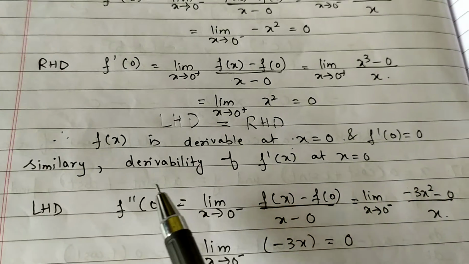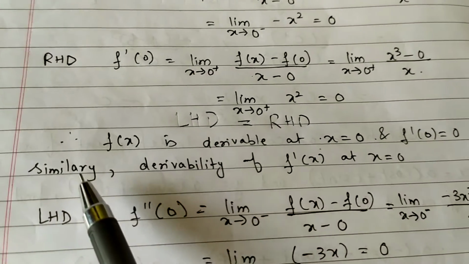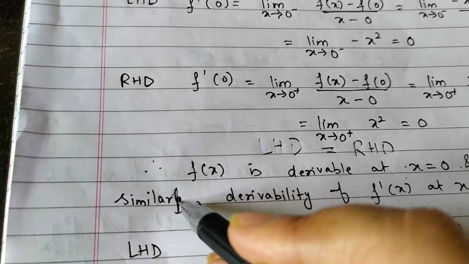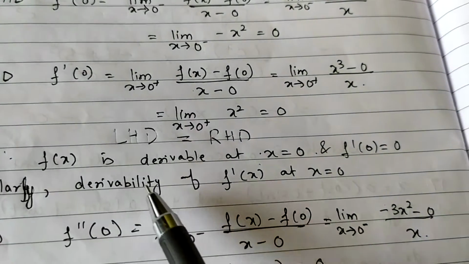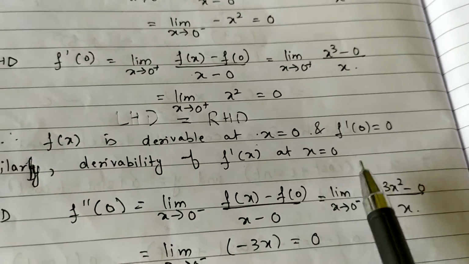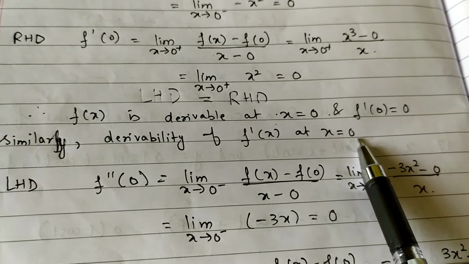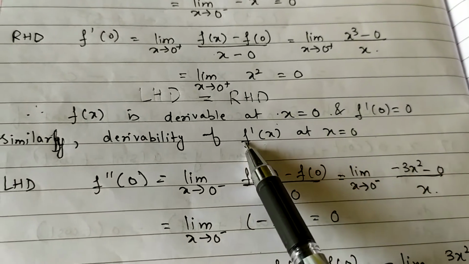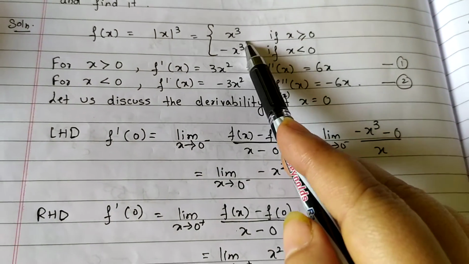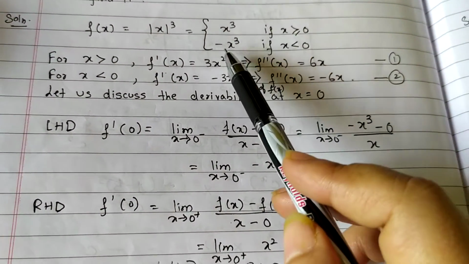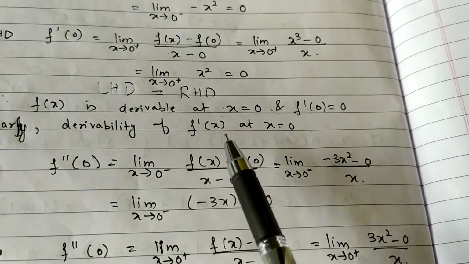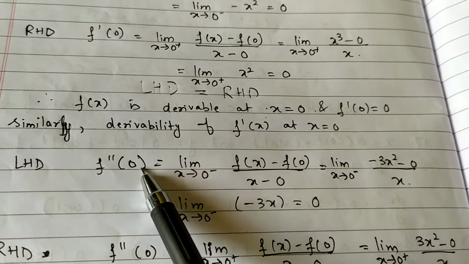So now we have to talk about the second derivative. Similarly, we have to check the derivability of f dash x at x equal to 0. That means whether the second order derivative will exist or not. So now the definition of f dash x will be 3x square if x is greater than 0, minus 3x square if x is less than 0. So at x equal to 0, let us check.